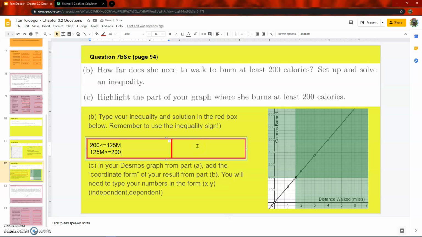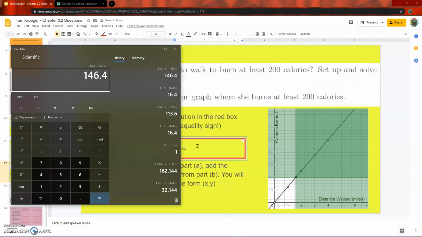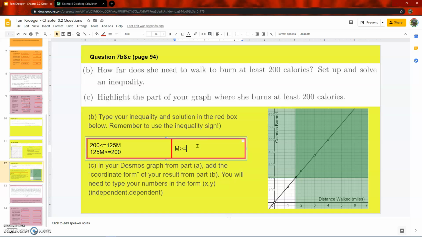Okay. And we can just find that answer by dividing. So m, the number of miles, needs to be greater than or equal to 200 divided by 125, which gives us 1.6. 1.6 miles. Okay. And that's what's noted on the little x here.